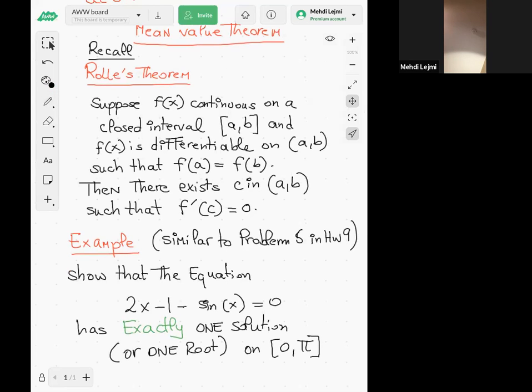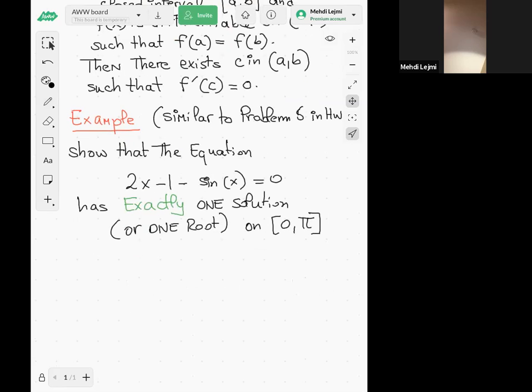So we have this equation, 2x minus 1 minus sine of x equals 0, and you want to prove that the equation has exactly one solution. There are two steps to answer such a problem. The first step: you have to show that there exists at least one solution. So we have to prove this.